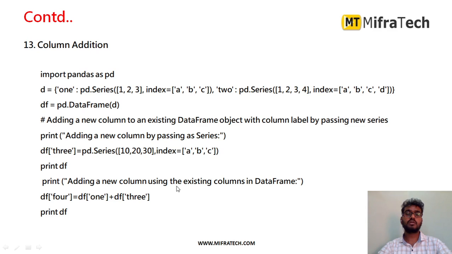How do we add a new column using existing columns in a data frame? It's about adding one more column by using the values of existing columns. Here, with the same data frame name, I have taken a fourth column, df of 4. If I add df of 1 and df of 3, that is df of 1 plus df of 3, after adding these 2 columns I get new data that I assign to the fourth column. If I print df, I am going to get 4 columns of data. This is how we can add a new column to a data frame, or perform addition of existing columns and add the result as a new column.